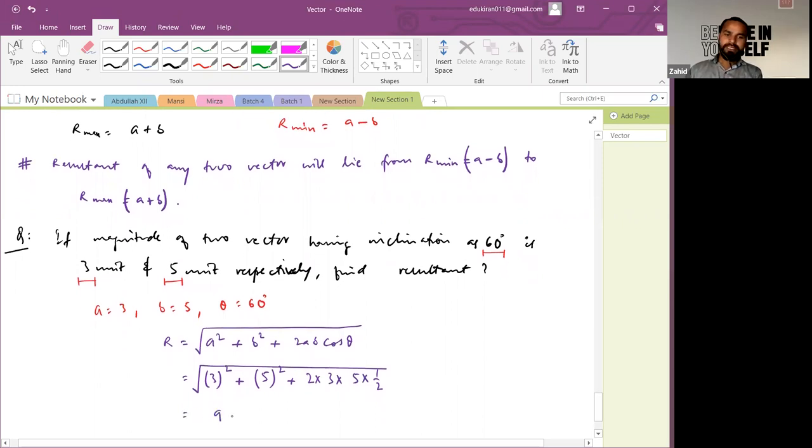So it will be root under 9 plus 25 plus, 2 and 2 will cancel out, so you will get 15. Root under 15 plus 25 is 40, plus 9 is 49, root under 49. So it will be 7. Is it clear?